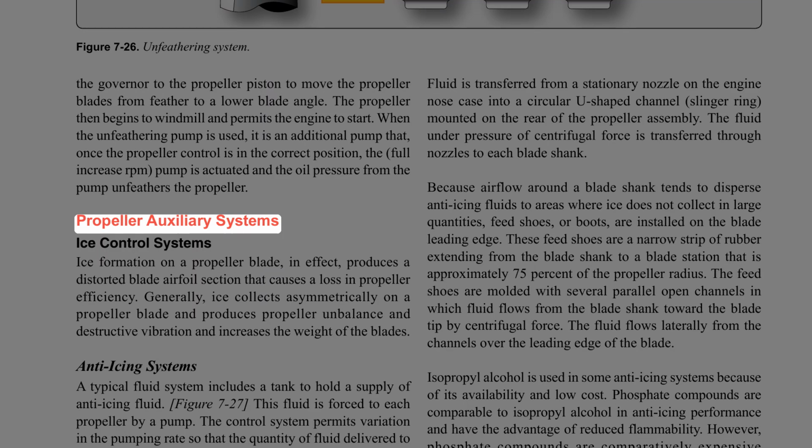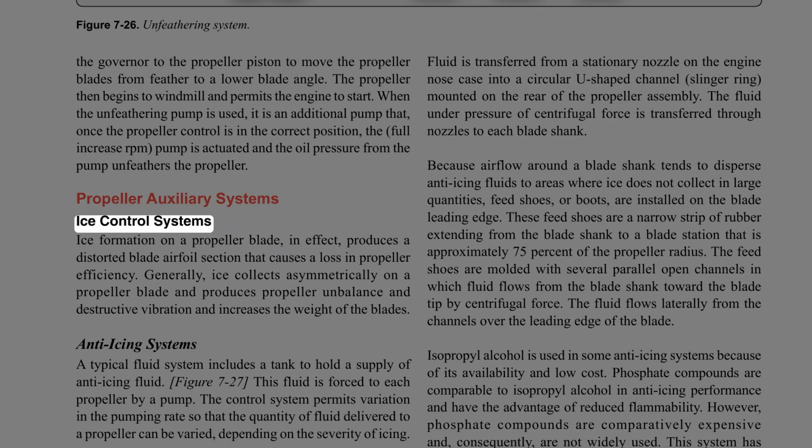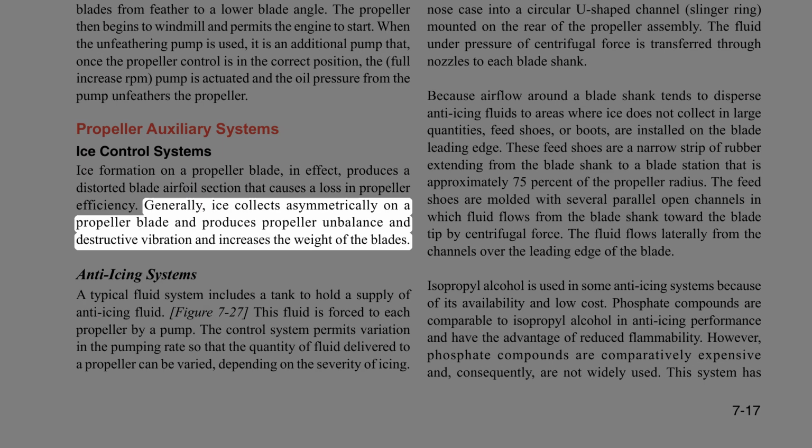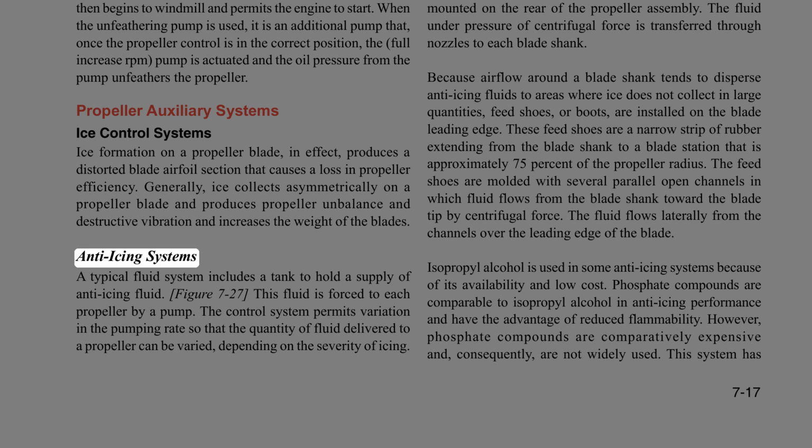Propeller Auxiliary Systems, Ice Control Systems. Ice formation on a propeller blade, in effect, produces a distorted blade airfoil section that causes a loss in propeller efficiency. Generally, ice collects asymmetrically on a propeller blade and produces propeller unbalance and destructive vibration and increases the weight of the blades. Anti-Icing Systems.